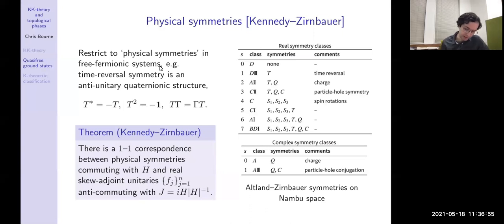So yeah, I didn't really explain what most of these symmetries are, but let me emphasize that this is an equivalent formulation to the usual Kitaev, Schneider, Fudosaki Ryu, I forgot someone's name, Ludwig, framework, but transposed into the Nambu space picture. This is the only thing that I'm going to need: that we have these skew adjoint unitaries that anti-commute with this other skew adjoint unitary J.